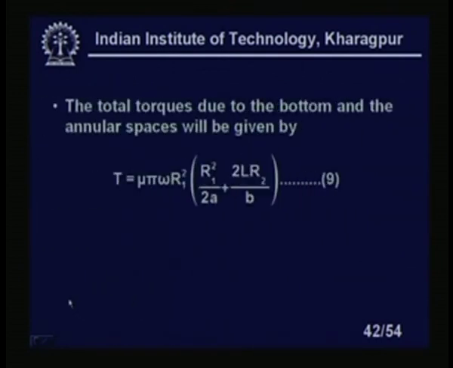So, the total torque due to the bottom and the annulus, actually that will be measured by some torque cell or torque meter. The total torque due to the bottom and the annulus will be given by mu pi omega R1 square multiplied by R1 square by 2a plus 2L R2 by B. This is equation number 9.